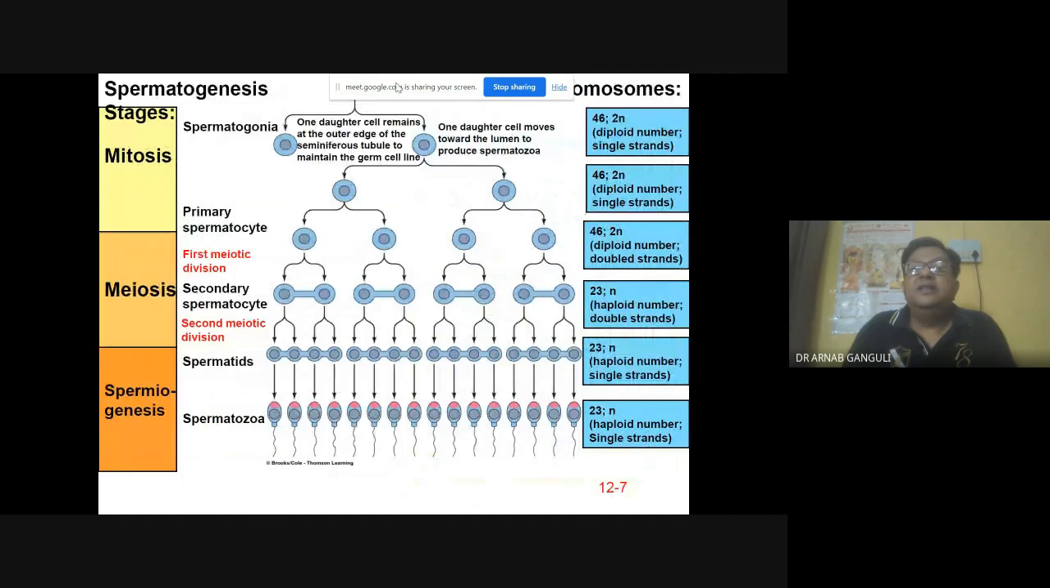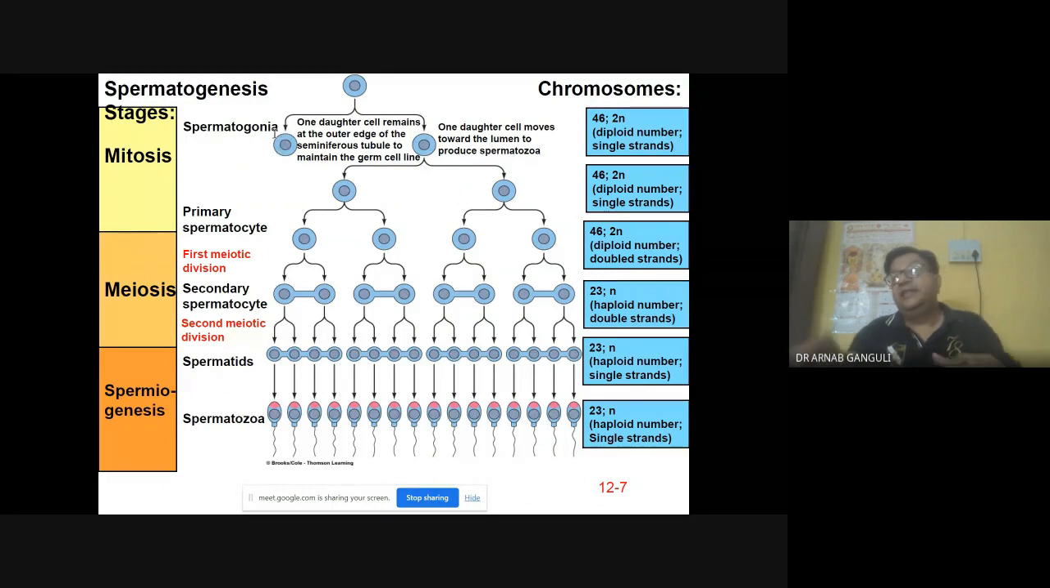So let us look at spermatogenesis, the stages. One daughter cell remains at the outer edge of the seminiferous tubules to maintain the germ cell line. So from the sperm mother cell, one remains so that in the next cycle more spermatogonia are formed. And one daughter cell moves towards the lumen to produce spermatozoa.